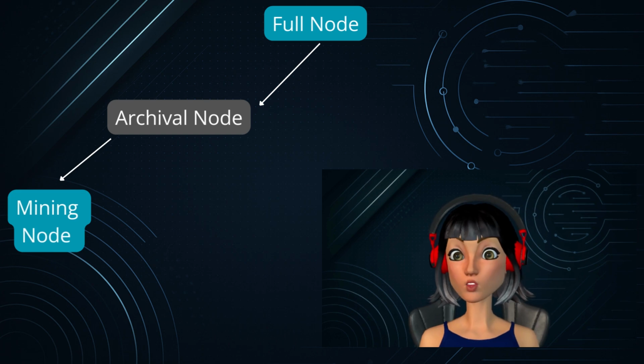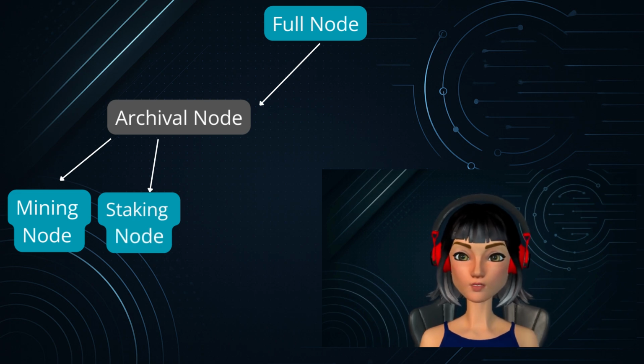First is the mining nodes. These use computing power to solve puzzles and add new blocks in proof of work blockchains like Bitcoin. They earn crypto rewards for doing this. Second are the staking nodes. Instead of computing power, they lock up tokens to validate transactions in proof of stake blockchains like Ethereum. They also earn rewards.